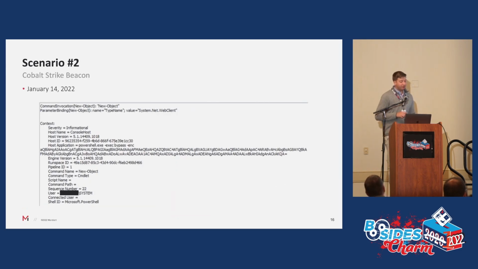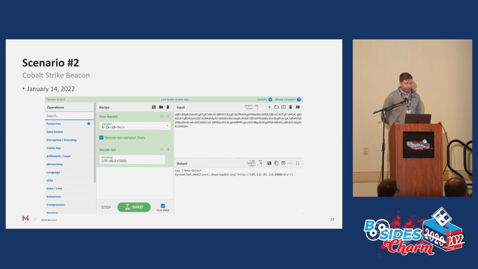All right, so for scenario number 2, this one in particular was a Cobalt Strike beacon. As you can see here, you have PowerShell.exe running some encoded PowerShell. So we dive in and try to figure out how to decode it. So enter CyberChef. There was actually a pretty good talk about CyberChef yesterday, I believe.